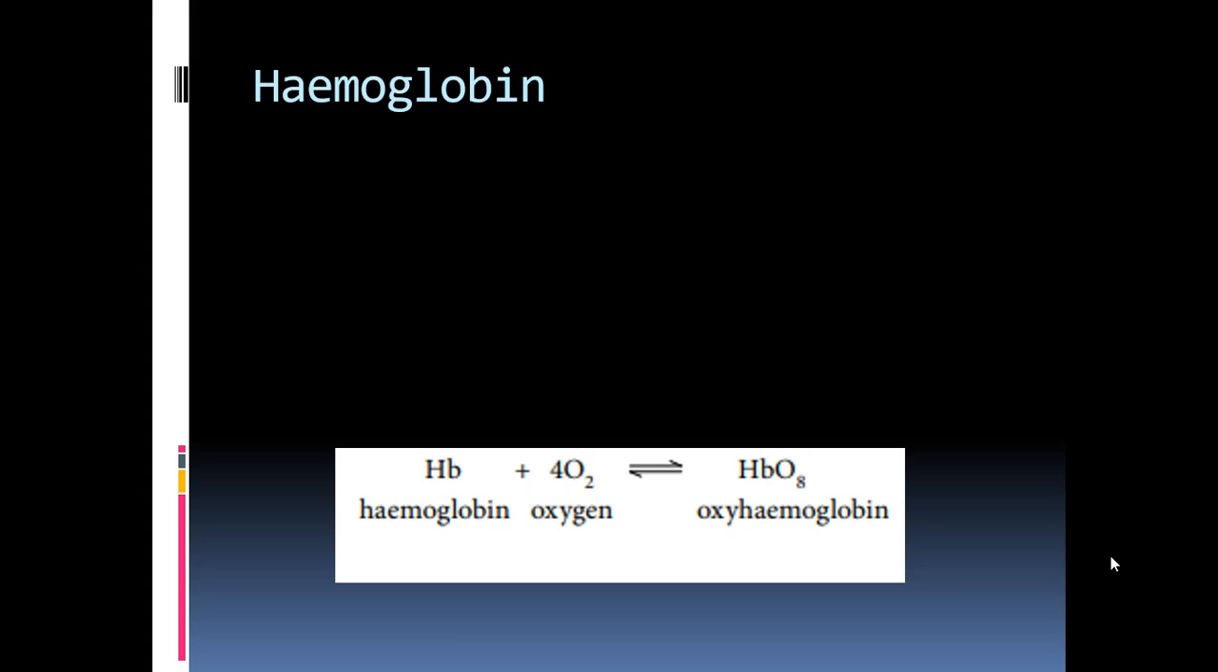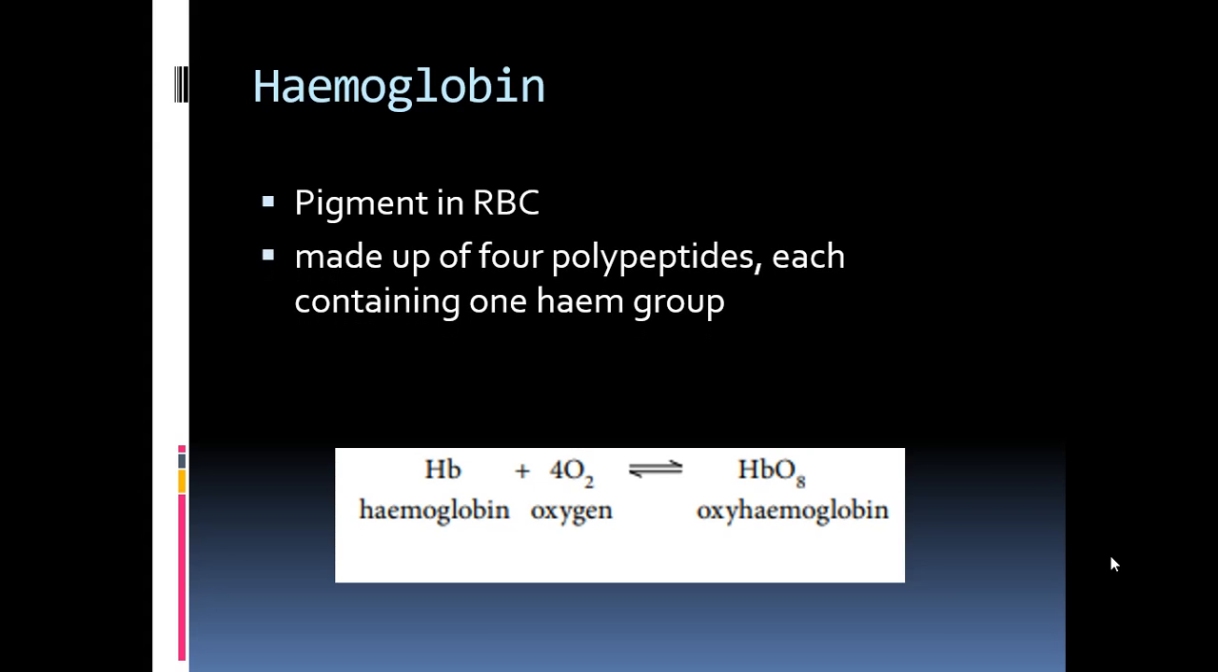Okay, and oxygen that is carried from the lung is transported around the body inside red blood cells when they combine with a protein inside the RBC known as hemoglobin.